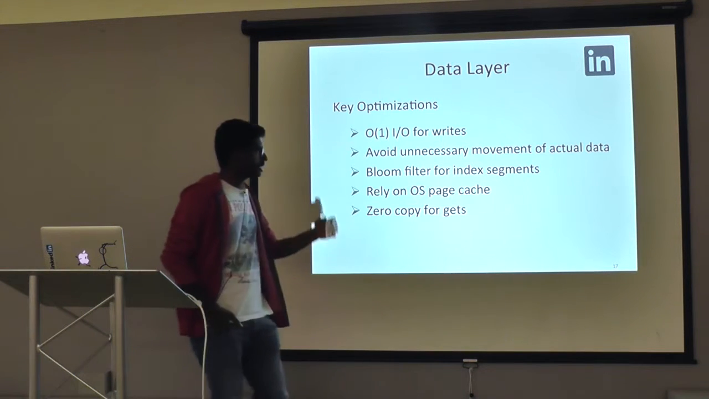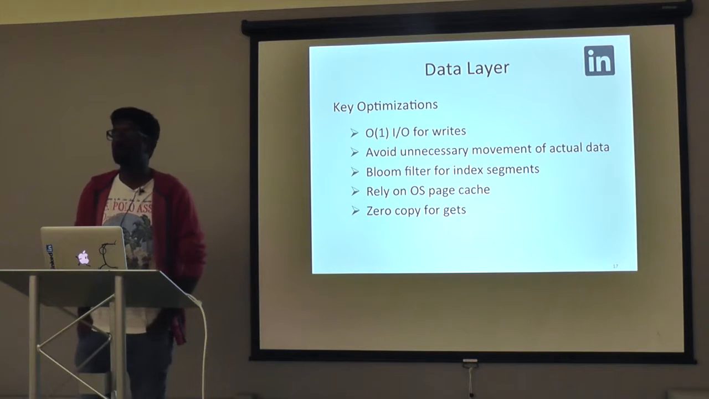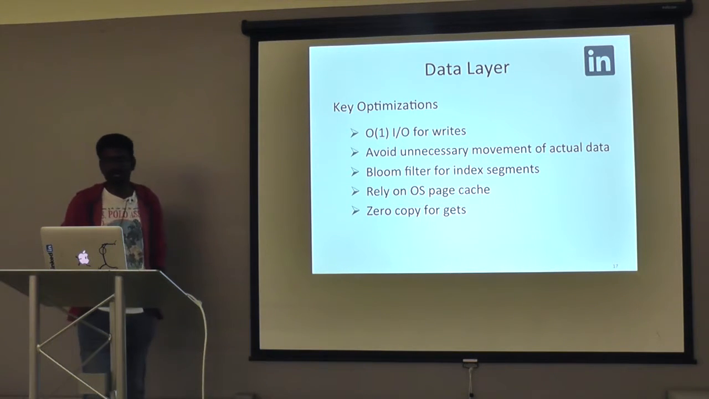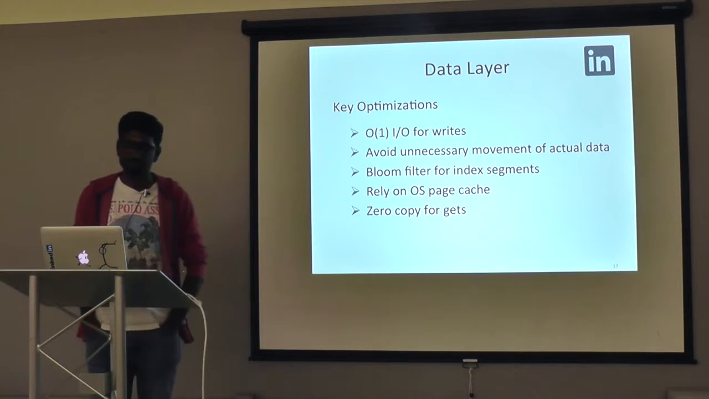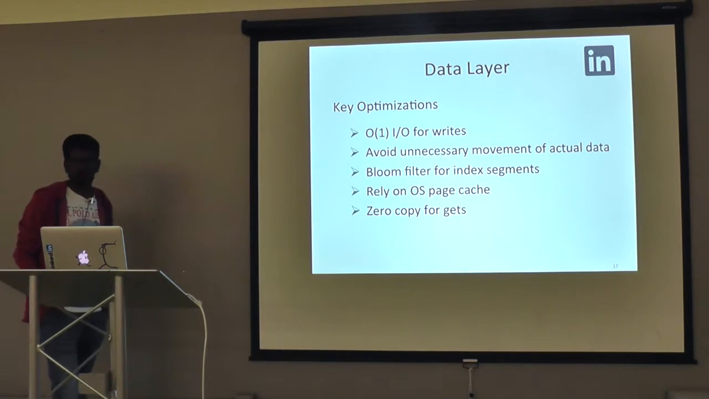Index segments are used for the lookups. Even though we memory map the index segments, we also have bloom filters on top of them, so that we try to avoid going to the disk most of the time. And then we rely on the OS page cache for serving hot logs.